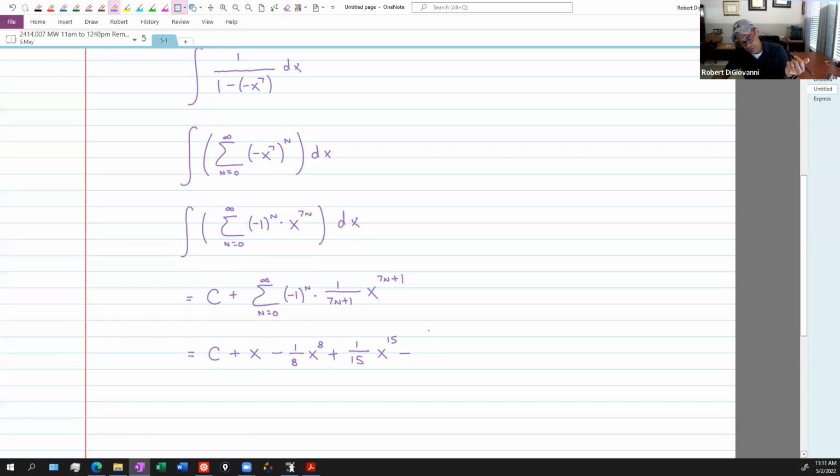Minus, should we keep going? We'll do one more. Three, so if you plug in three there, you'll get a negative here. And then down here, 1/22 x to the 22 plus dot, dot, dot.